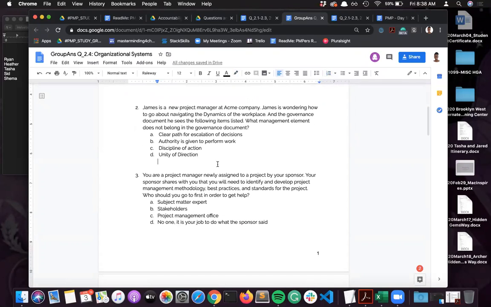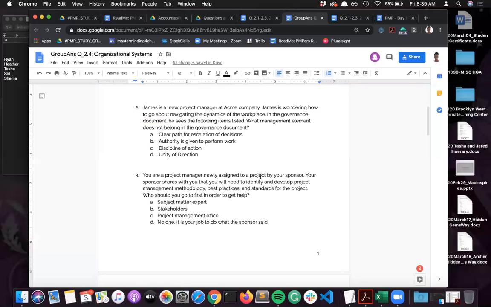Right. Okay, so James is a new project manager at Acme Company. James is wondering how to go about navigating the dynamics of the workplace and the governance documents. He sees the following items listed. What management element does not belong in the governance document? A, clear path for escalation of decisions. B, authority is given to perform work. C, discipline of action. D, unity of direction.